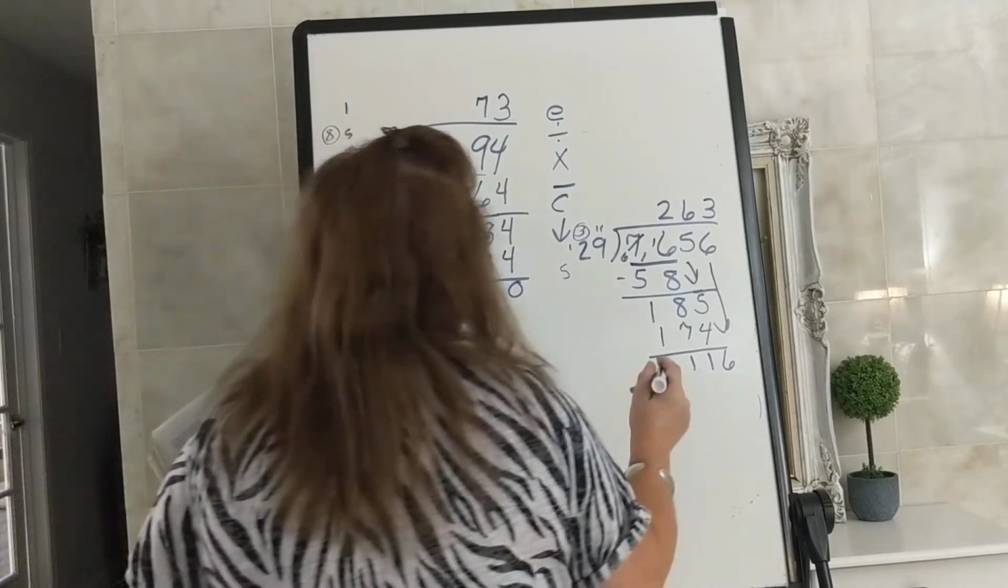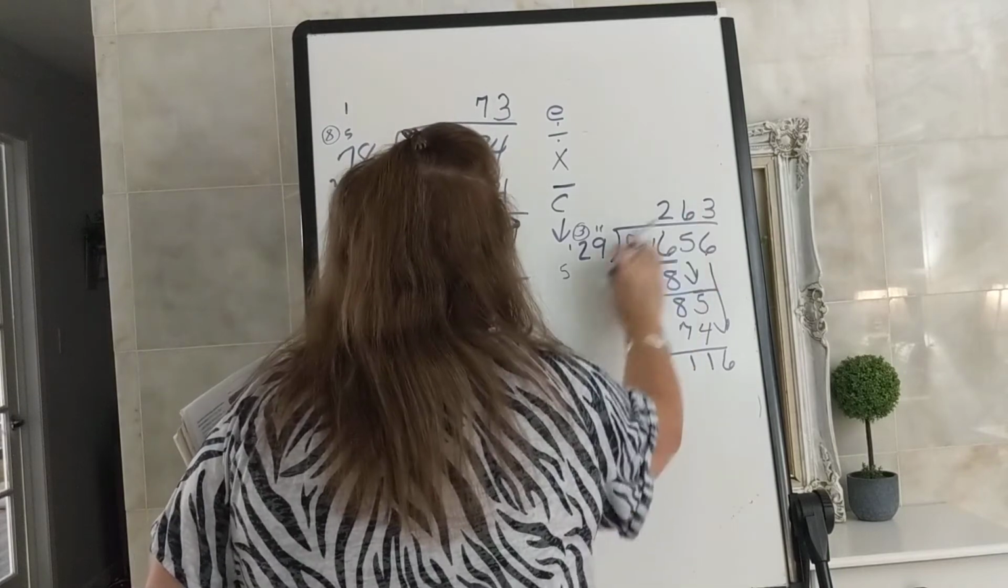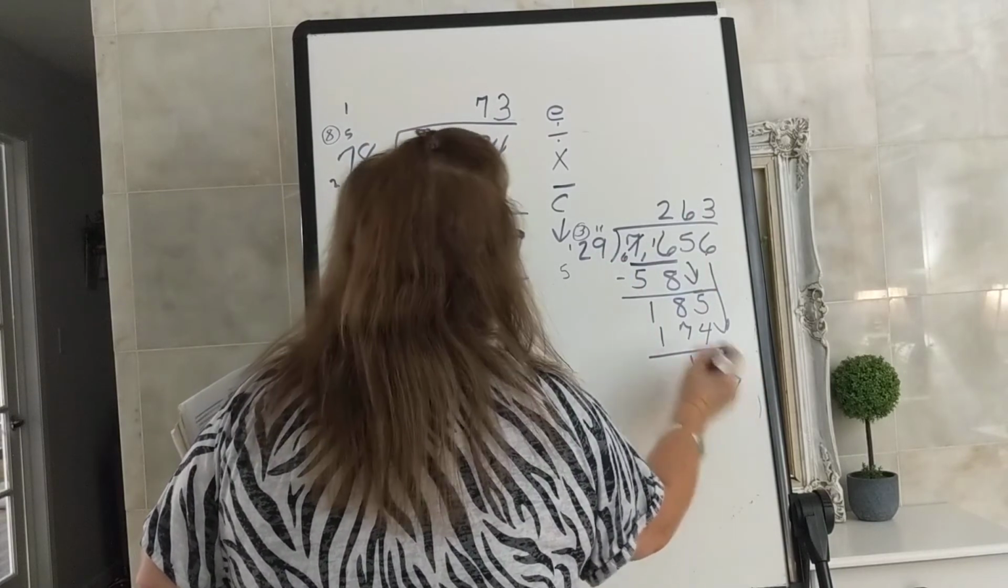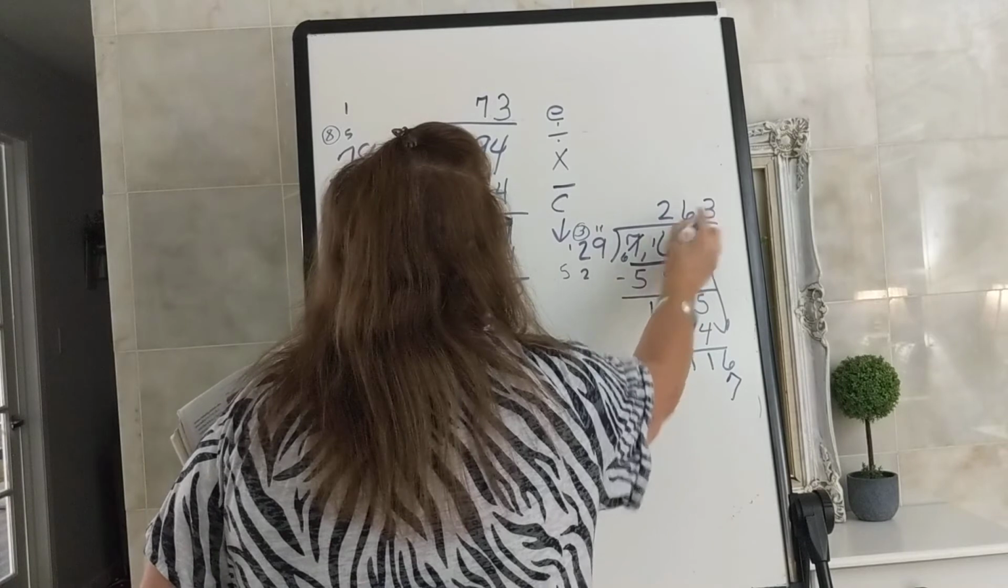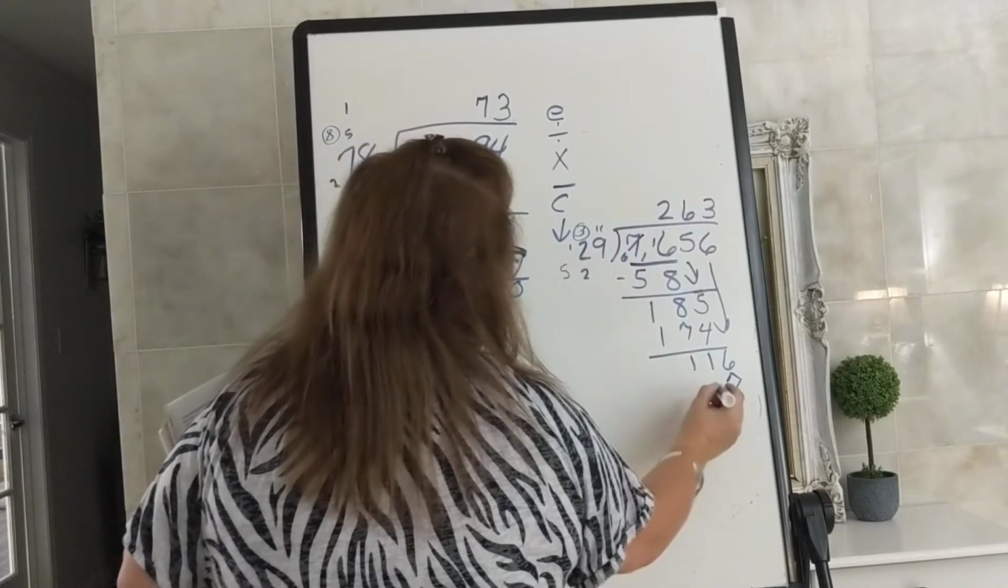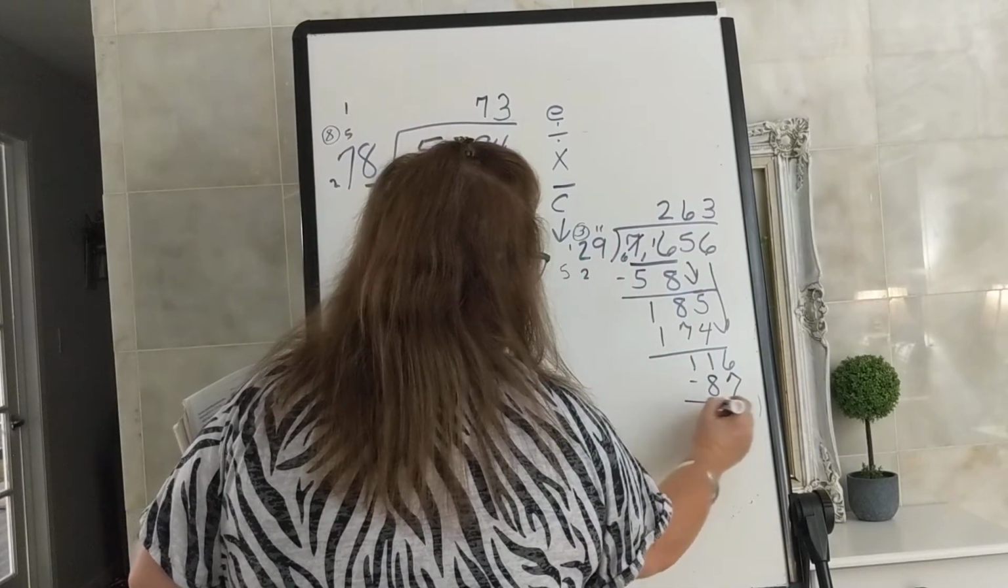Well, let's watch this, guys. Let's watch what's going to happen. 9 times 3 is 27. Put 7 down. We carry our 2. 3 times 2 is 6, plus 2 is 8. We subtract.